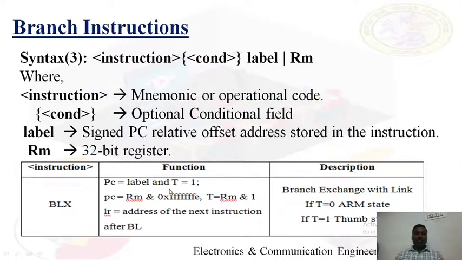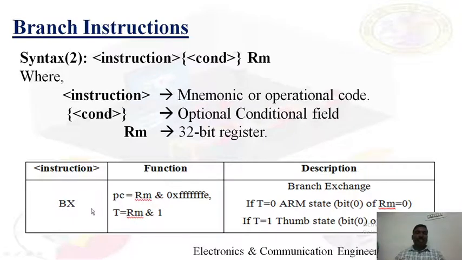Here BX refers to branch with exchange. As we know, there are two states of operation in the instruction set. It may be a 32-bit set or a 16-bit set. For the 32-bit ARM instruction set, we call it the ARM state instruction set. For the 16-bit subset of the 32-bit ARM instruction set, we call it the Thumb state. So it means ARM instructions can be encoded into 16-bit space also.